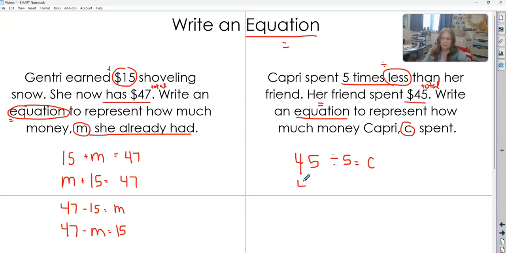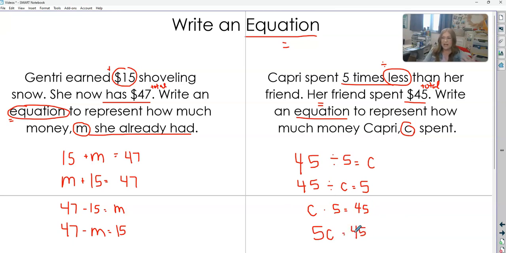So we could also do 45, and we could divide it by whatever Capri has, right? 45 divided by 5 is 9. We could divide it by Capri, which is 9. She spent $9, and that would tell us it's 5 times less. Now the opposite of divide is times, and we need the answer, right? The total to be 45. So we could take C and we could times it by 5, and that would equal 45. But a better way to write that problem would be to be 5 C's. 5 times C is 45.